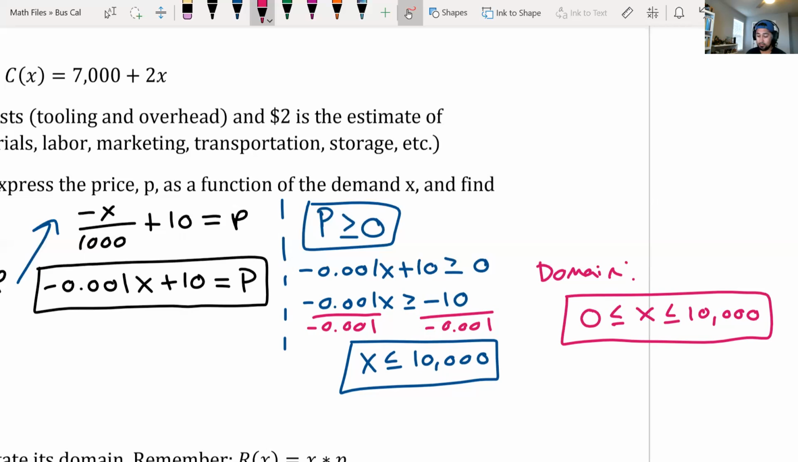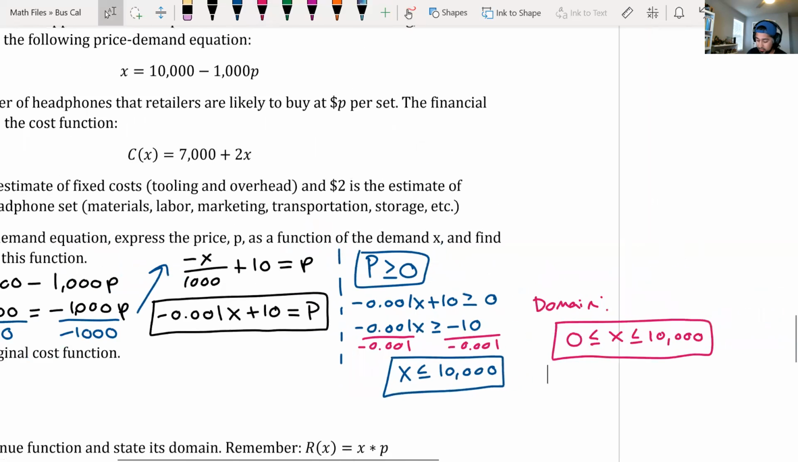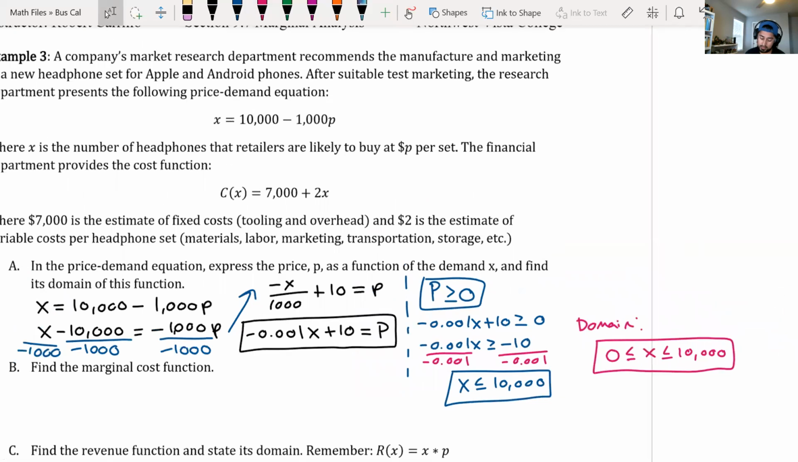Sir, can I see the first part of this problem? Right there. Yeah. Okay. And again, the reason we did this is because we want to know where we should exist in order to be a profitable company. And what this domain is telling us is that in order to be profitable, we have to make between 0 and 10,000 headphones to be successful. So somewhere in between those two numbers, we're going to make a lot of money. But we're not going to make a lot of money at 0 and 10,000. So somewhere in between there.